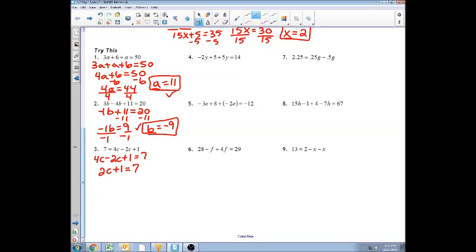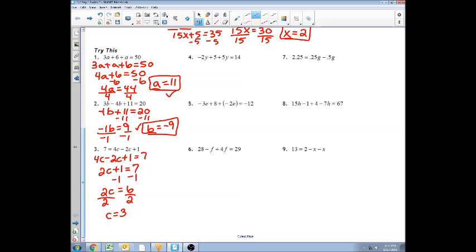The number that is furthest from my variable would be the positive 1. So I need to go ahead and subtract 1 from both sides. That would leave me with 2c is equal to 6. Now I would need to divide by 2. So c would equal 3.